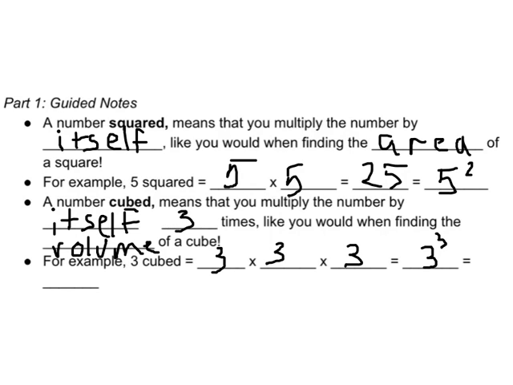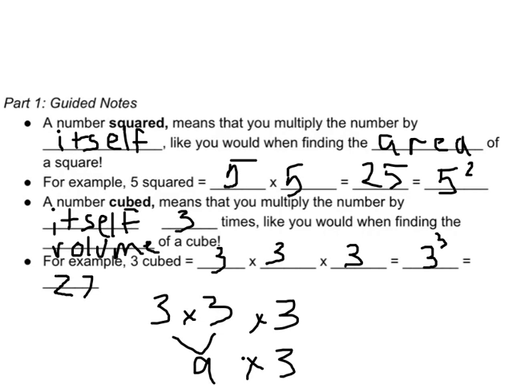Now let's solve it. 3 to the third power is 27. It is not 9 because that is 3 squared. We multiply 3 by itself 2 times to get 9, and then we need to multiply it by 3 again, and we'll get 27.